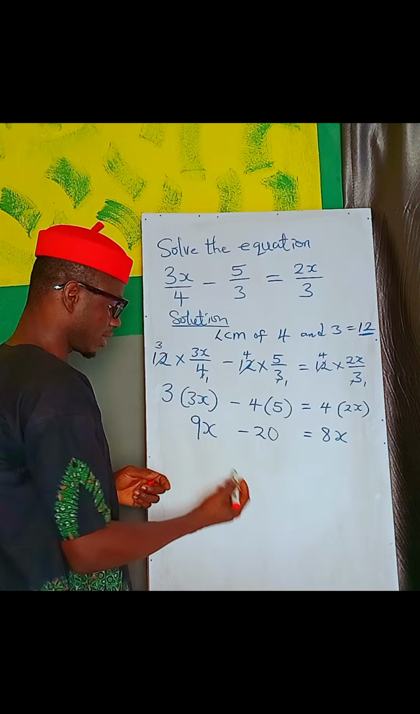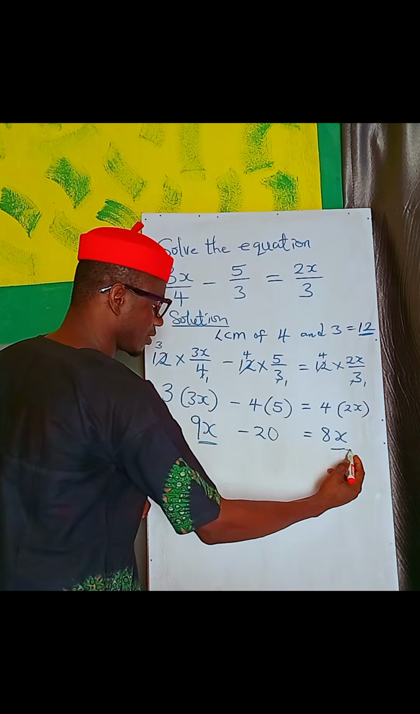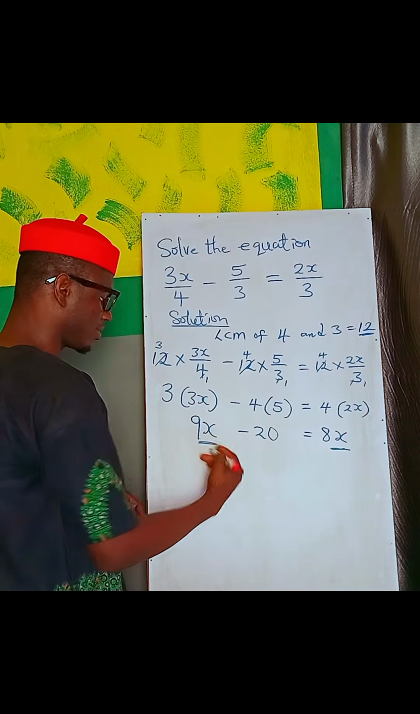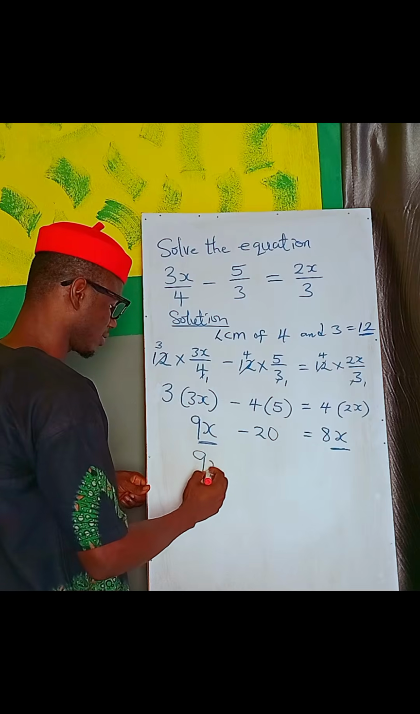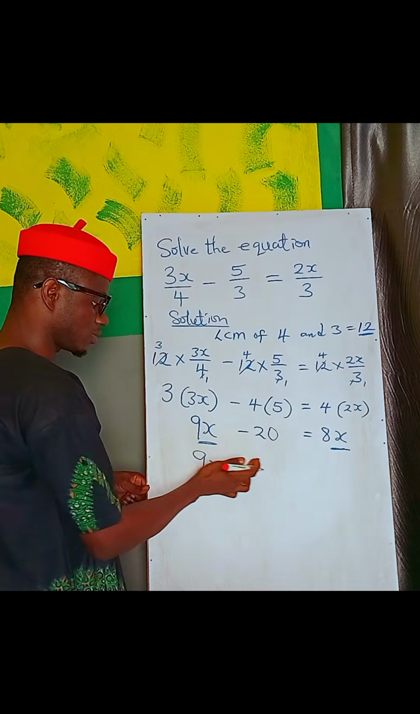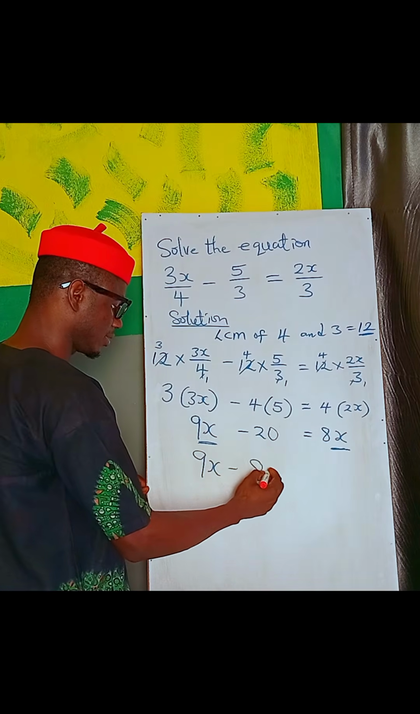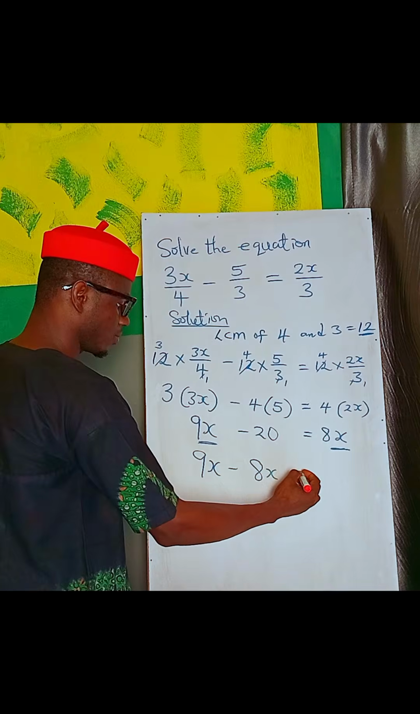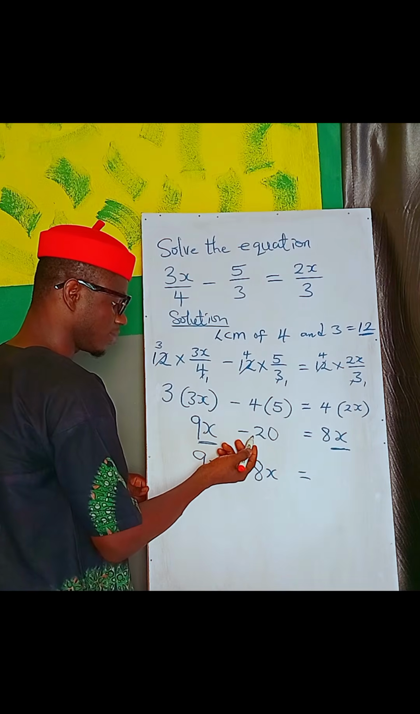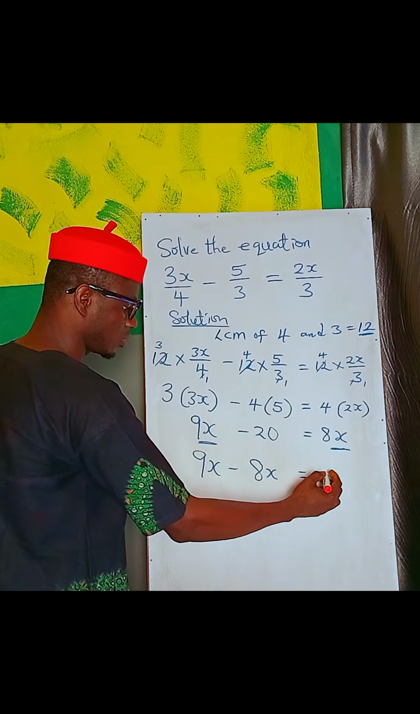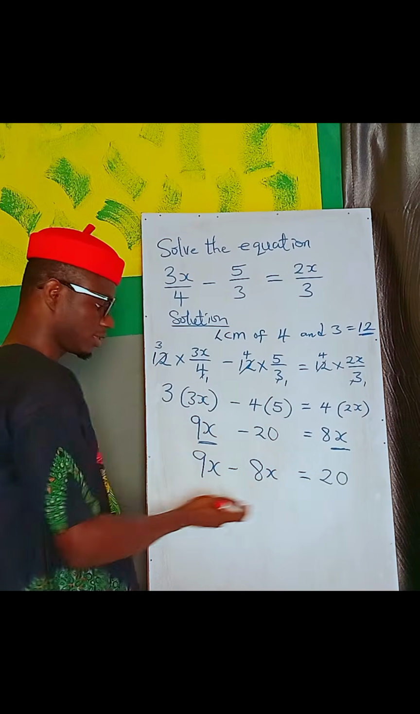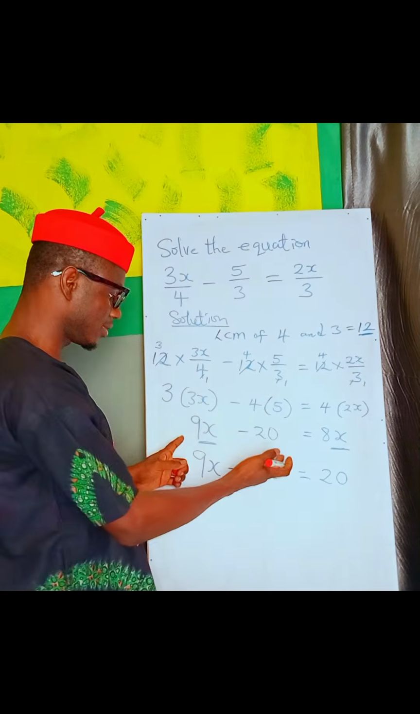So at this point, let's collect our like terms. 9x and 8x are like terms. So let the smaller one come and meet the bigger one, where we'll now have 9x. This 8x, when it crosses to the left-hand side, becomes minus 8x. We put our equal sign. Then this minus 20, we are bringing it to the right-hand side, where it will now become plus 20. So this is what we have in collecting like terms in this expression.